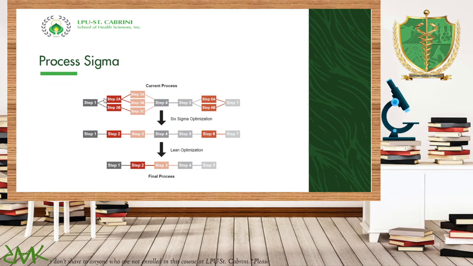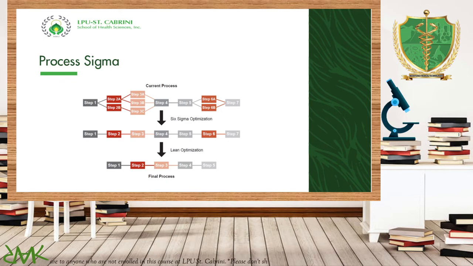Eliminating the variations, then we have a simplified one. Step 1, 2, 3, 4, 5, 6. And applying the lean principle, streamlining it, we come up with the 5 basic steps that will allow our patient to have his or her blood drawn.